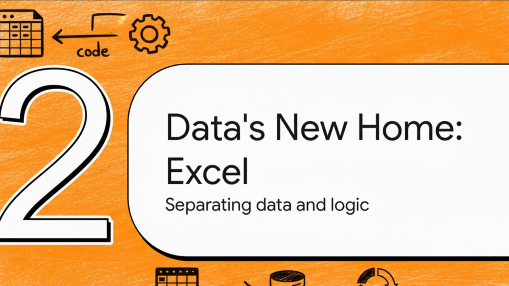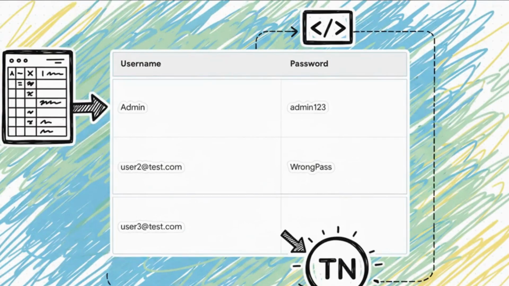So the most important thing we can do is get our data out of the code and into its own dedicated, easy-to-access home. And for what we're doing today, that home is going to be a good old Excel spreadsheet. Just look at how clean and readable this is. The data is all organized, it's easy to see what's what, and here's the best part. Anyone on the team can update this. Your QA analyst, a business analyst, whoever. They don't have to touch a single line of Java code.